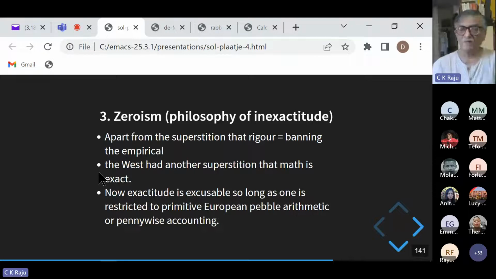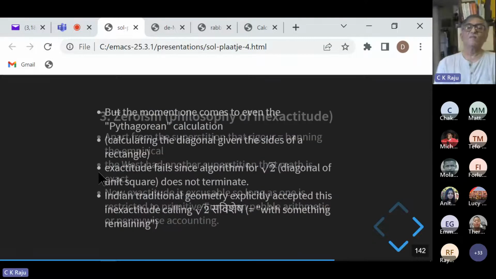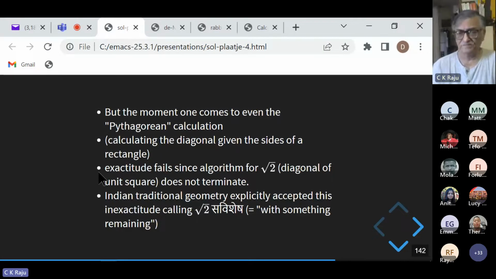Now, if you are doing pebble arithmetic, you talk of exactitude until you break the pebble. But the moment you come to even the Pythagorean calculation, I call it calculation, not theorem, because the problem is to calculate the diagonal given the sides of a rectangle, and the diagonal happens to be √2, so you can't calculate it exactly. You can't write it down exactly. So Indian traditional geometry accepted this inexactitude. In fact, the name for square root of 2 was Savishesh, with something remaining.